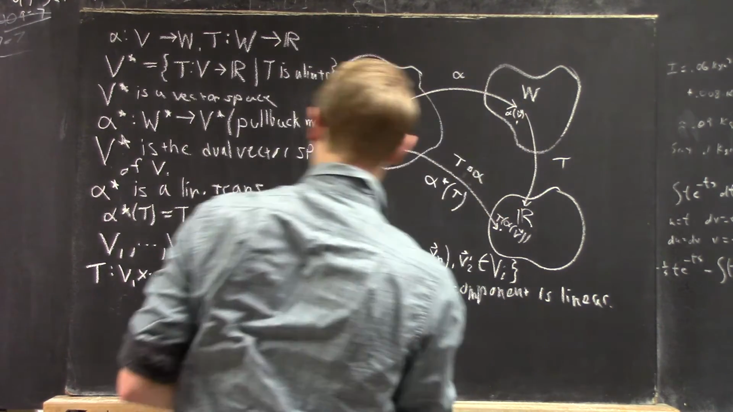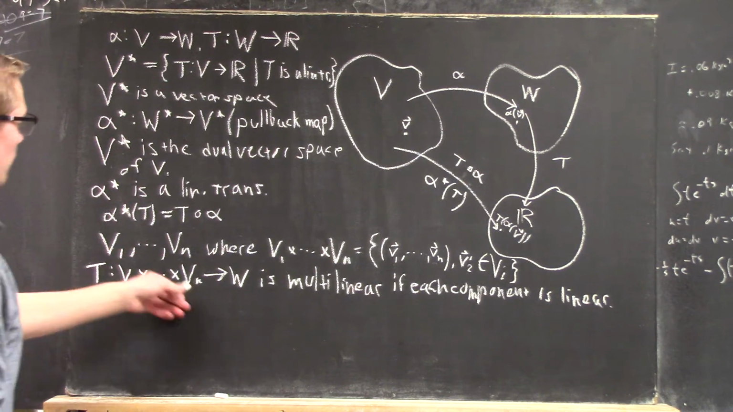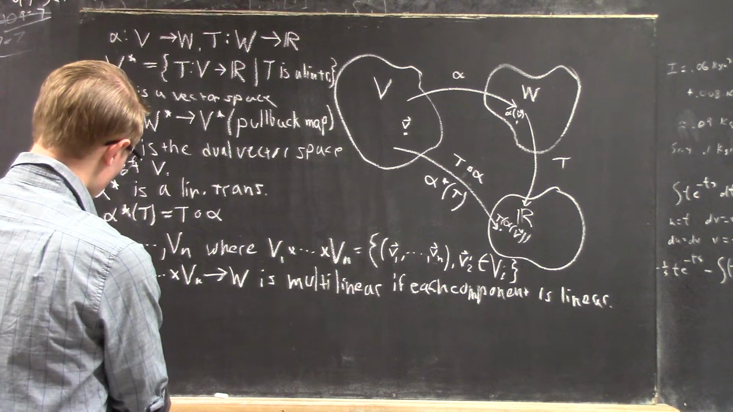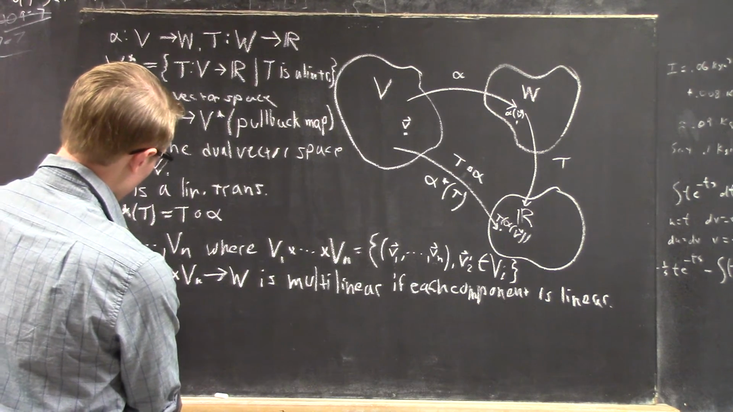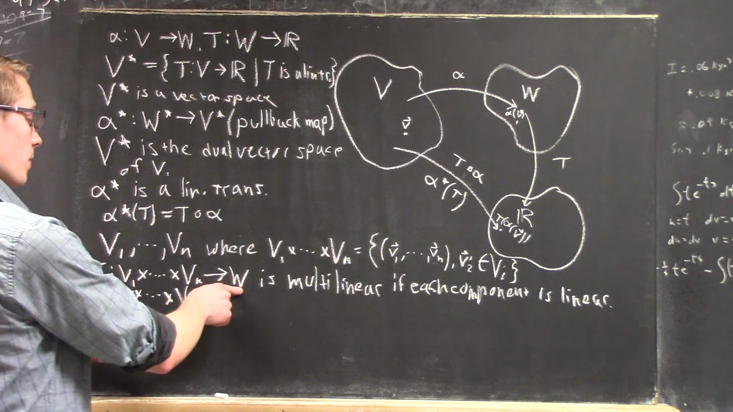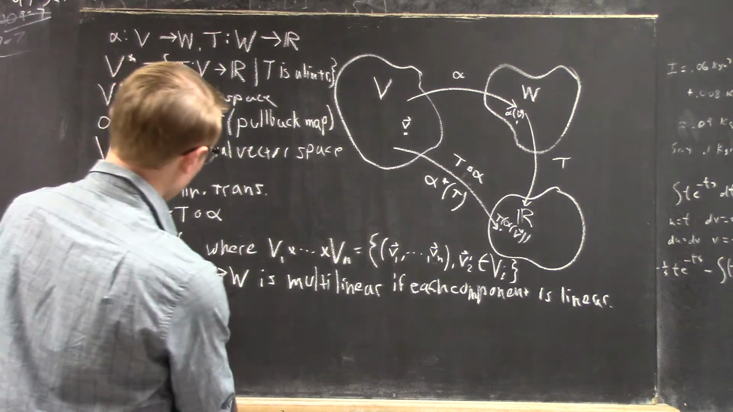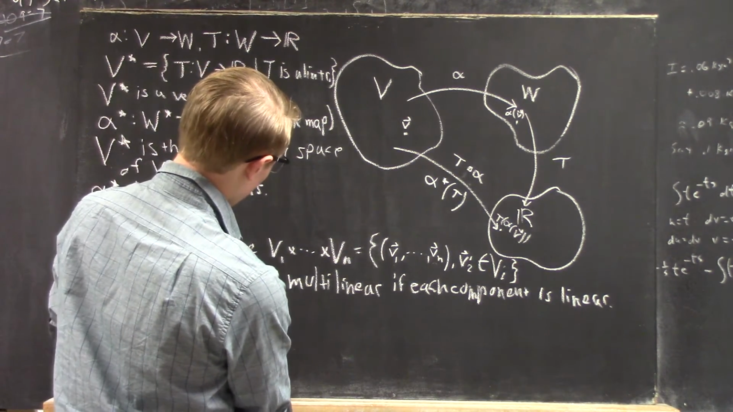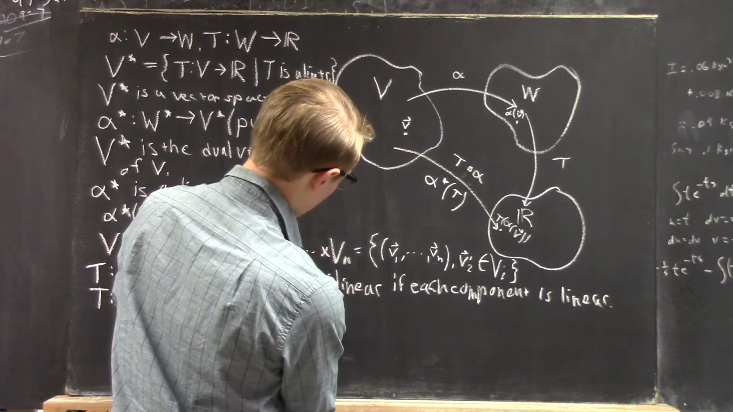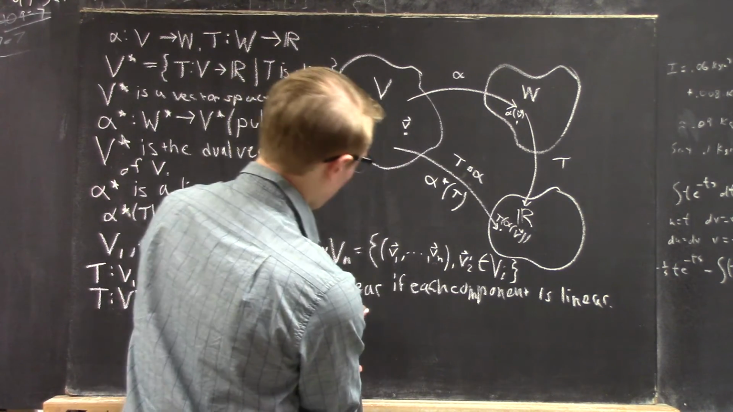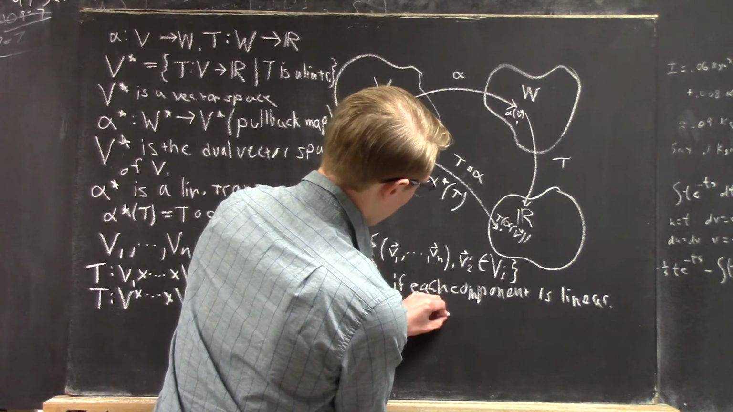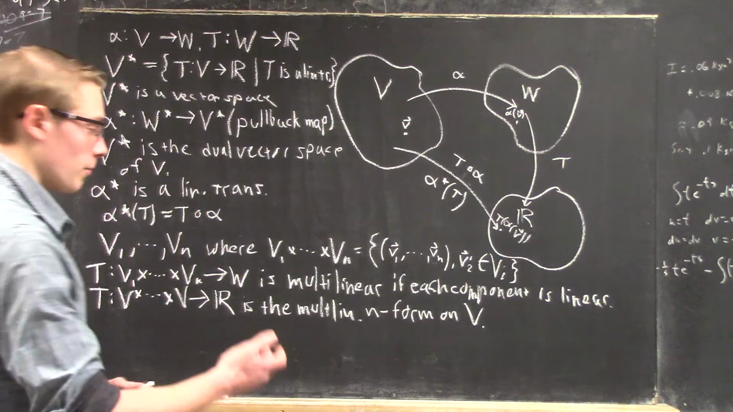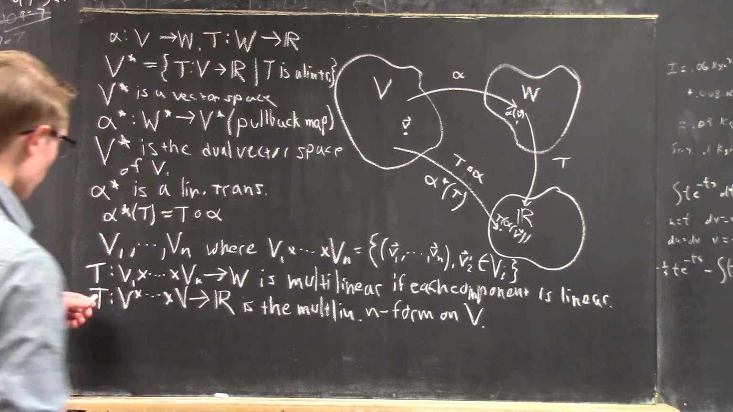Okay. Also, if each Vi in this Cartesian product is the same, for instance, if we have a multilinear transformation on V cross dot dot cross V, and the vector space W is in fact the set of all real numbers, this transformation is called a multilinear form on V. By multilinear form on V, one particular example would be the bilinear form or bilinear mapping. And of course, that corresponds to our next example.